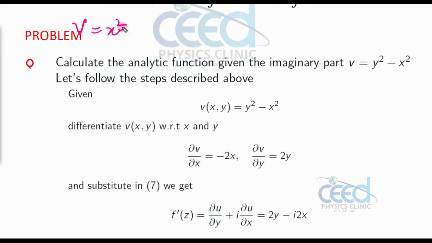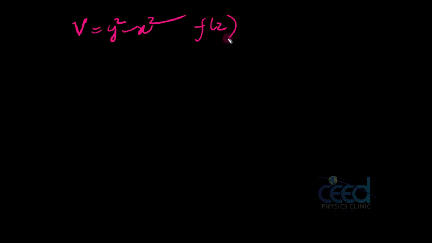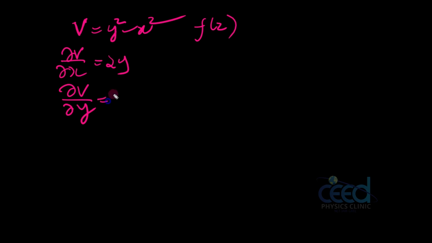x square, y square minus x square. Okay, y square minus x square. So we want to find the complex function f(z). So let me go to the blackboard again. From it I can find ∂v/∂x, and that is 2y, ∂v/∂y, that is minus 2x. So these are the needed quantities.